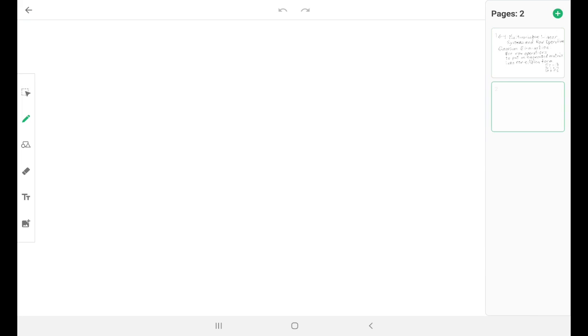So let me add a page here, and we'll see if we can work an example. This is all coming off of the 6-1 study guide, which once I've done it will be linked in PowerSchool in the assignment.